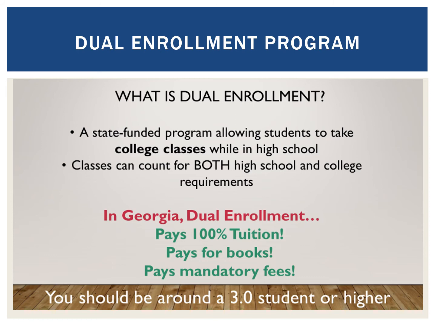In Georgia, the dual enrollment program pays for 100% of your college tuition. It pays for your books, and it pays for the mandatory fees as well. So it's a great deal. Something people don't always realize is that you don't have to be the top of your class to be a good candidate for this program. If you're a pretty solid B student in your core classes, around a 3.0 core GPA, then you can be successful in dual enrollment, and you might want to take a look at this program to save some money for college.